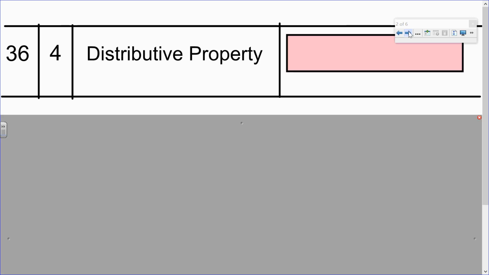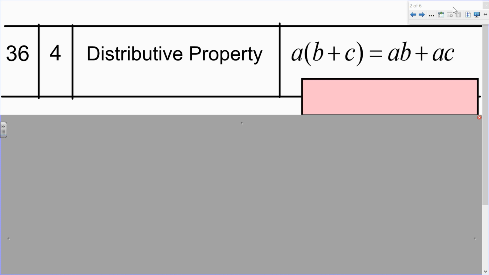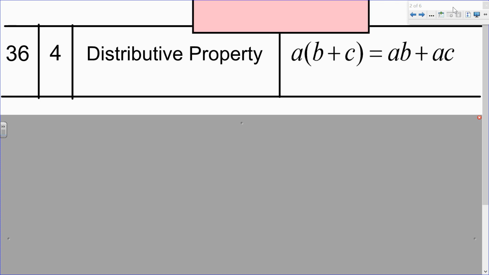So reviewing on the distributive property. Write this down in the formula section of your notes. We know that the distributive property is when we have something times a parentheses. And what we do is we take whatever is on the outside and multiply it by each of the things on the inside. So A times B plus C becomes AB plus AC. It could be longer than that.